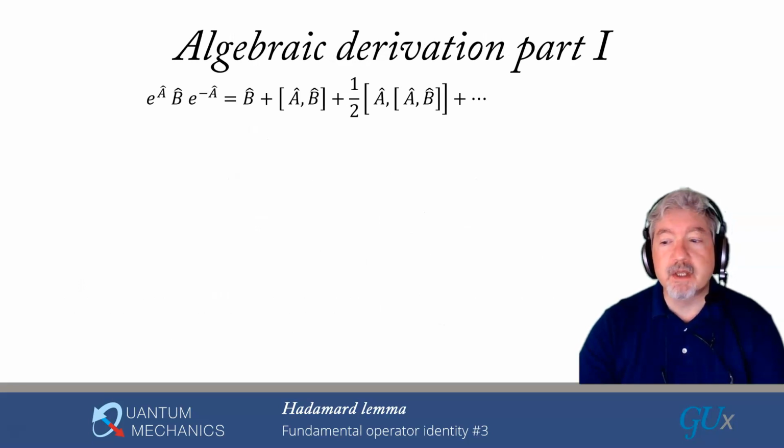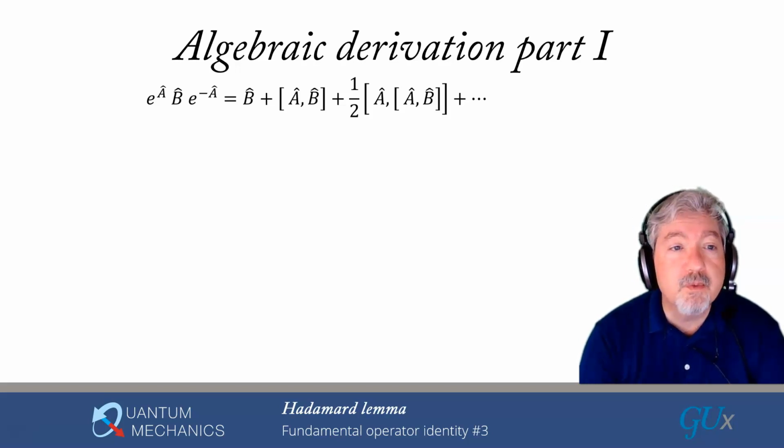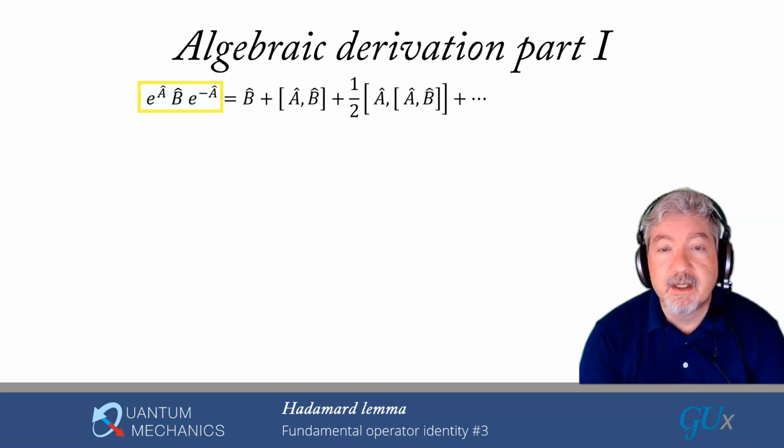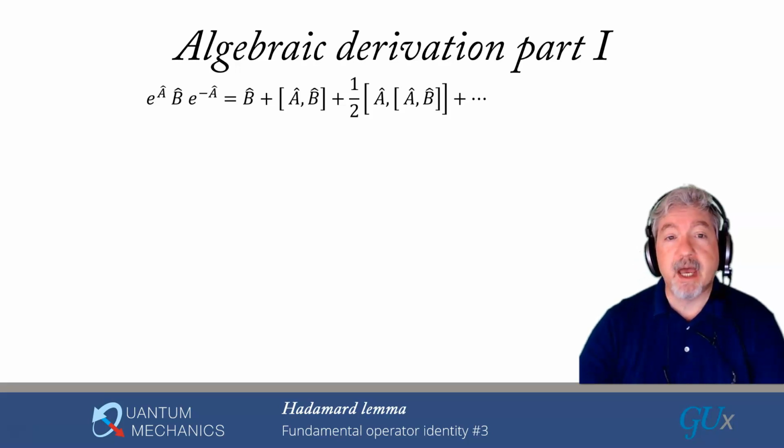Okay, how do we work on this derivation? Well, as with many of the things that I cover for you in the class, essentially you just start and you use what you know. So what do we know about a product that looks like e to the A, B, e to the minus A? Well, pretty much the only thing we know is that there's a power series for the exponential, and that is one way that I can think of evaluating the exponential of an operator. So let's just plug in the power series on both sides.